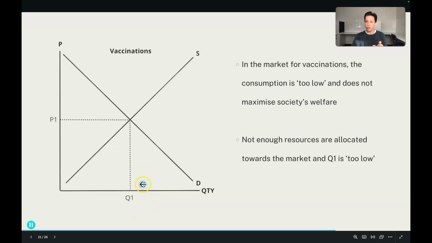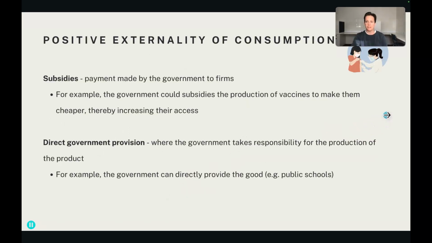And so what can we do? What can the government do? They might have some policies they can use to shift the supply curve to the right, or potentially shift the demand curve to the left. Either of those outcomes will create a new equilibrium point where the new Q that is associated with those equilibrium points is higher than Q1. All right. So we'll use vaccinations as an example. Here is how the government could address it.